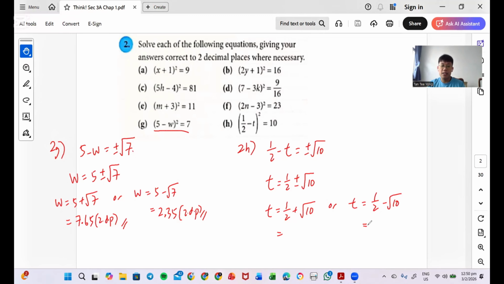Then same thing, calculator, because you got to leave your answers in two decimal places. So the first one is 3.66 (2dp). Then the second one is negative 2.66. Same thing, 2dp. Oh, wait, I think I wrote something wrongly. The first one, oh yeah, it's correct. 3.66 and negative 2.66. Yeah. Okay. Yep. So this is it for question 2.